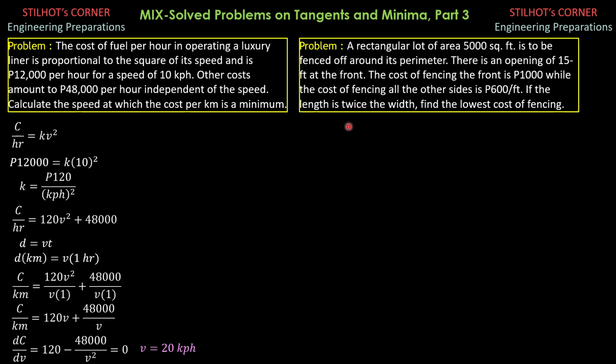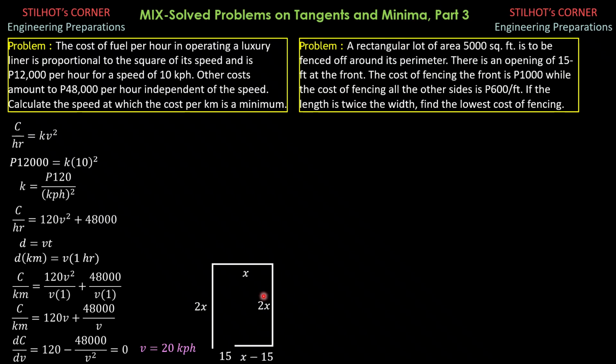The rear is 15 feet and all the other sides would be, if there is a condition length is twice the width, so it should be 30 feet. But it will not satisfy this area, 5,000 square feet. So that analysis will not give us the correct value in answering this problem.